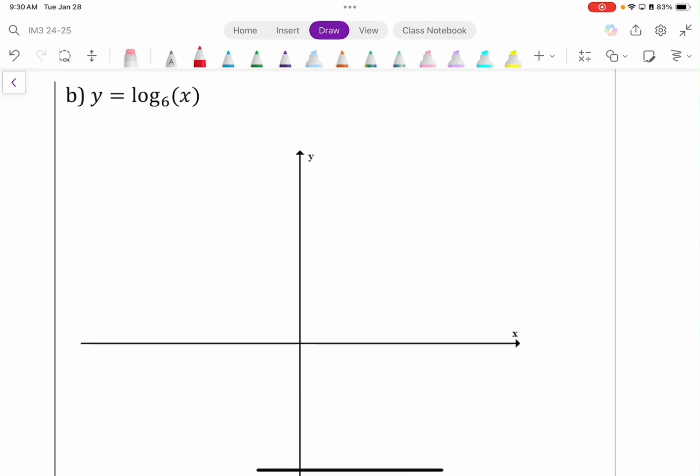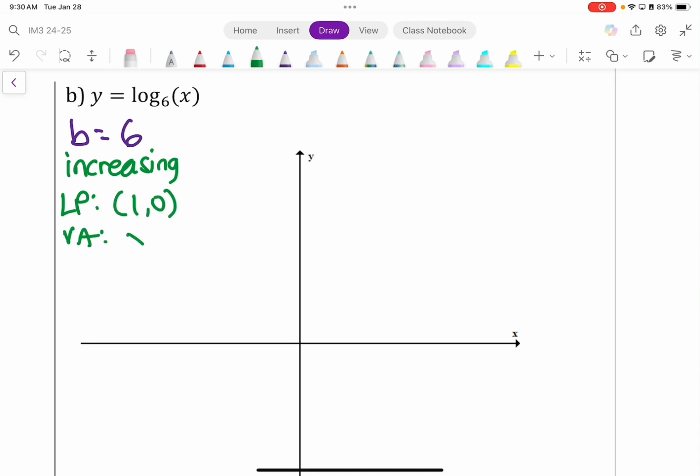Y equals log base 6 of x. What is the base for this example? 6. So this will be increasing. Locator point is still 1, 0. Vertical asymptote is still x equals 0. Let's find our second point. Log base 6 of 6 is equal to 1. So the point will be 6, comma 1.